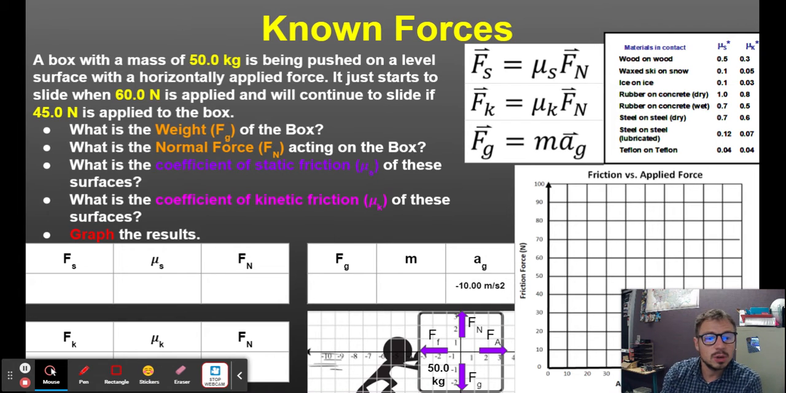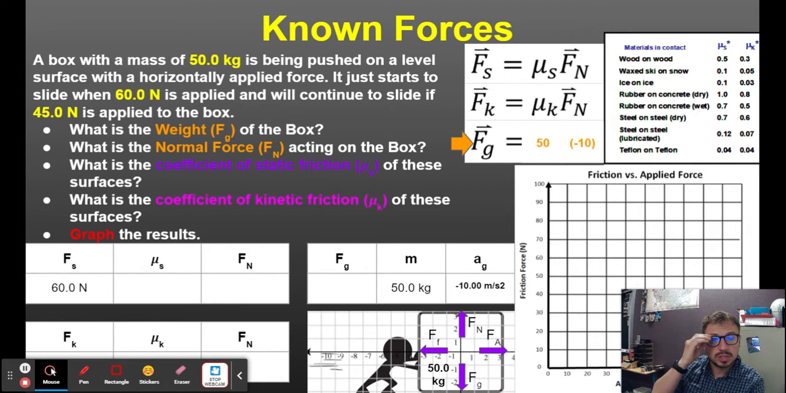So the first thing you need to know is the weight of the box, that gravitational pull. So I can plug in the mass and the acceleration of all objects on Earth, which is going to be -10. That's what we use. It is -9.81, but we just use -10 to make the math simpler.